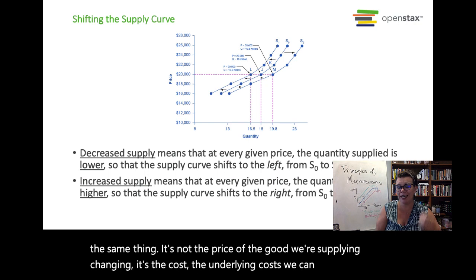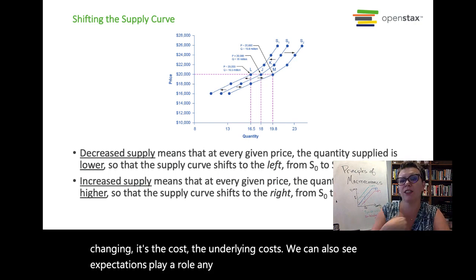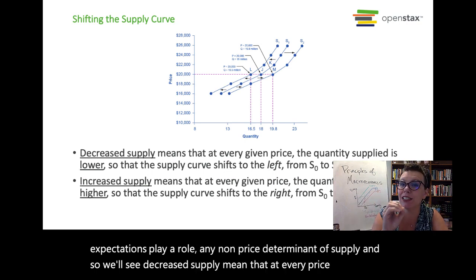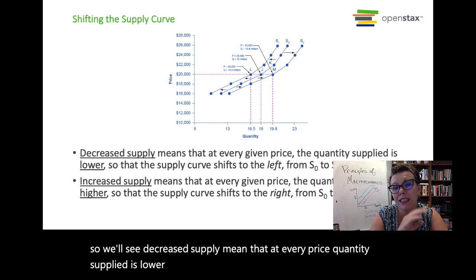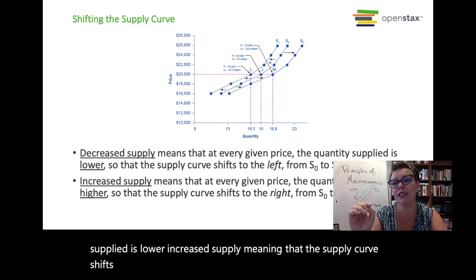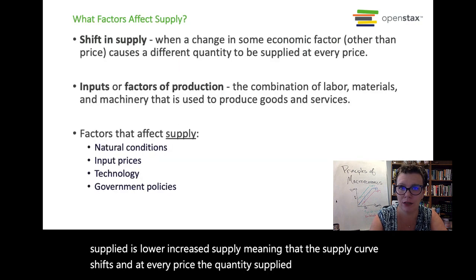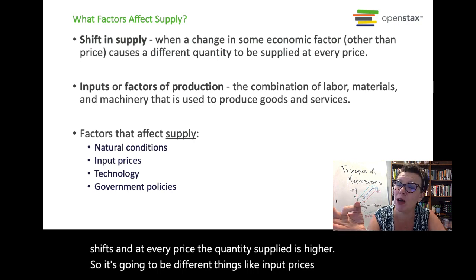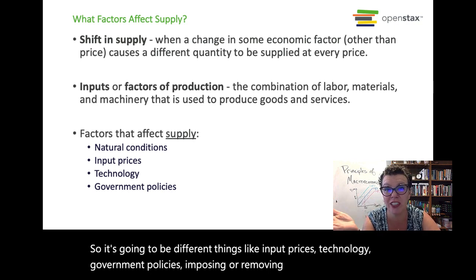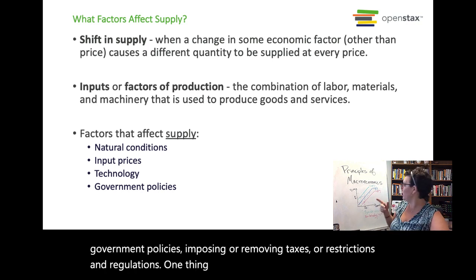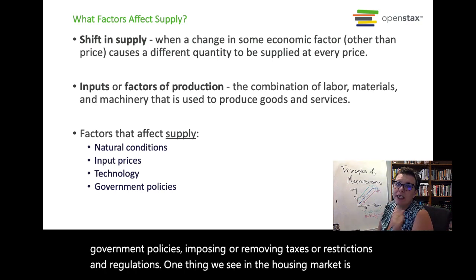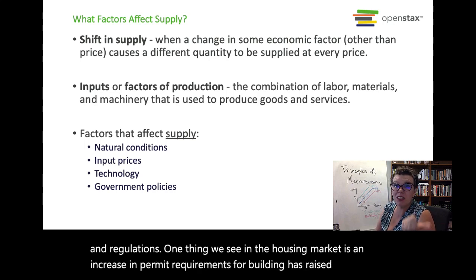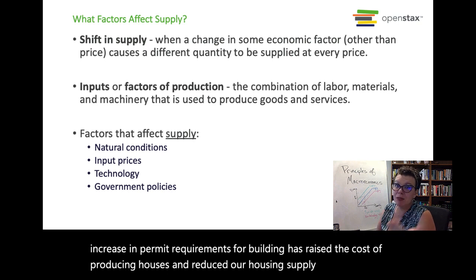We can also see expectations play a role, any non-price determinant of supply. And so we'll see decreased supply mean that at every price quantity supplied is lower, increased supply mean that the supply curve shifts and at every price the quantity supplied is higher. So it's going to be different things like input prices, technology, government policies, imposing or removing taxes or restrictions and regulations. One thing we see in the housing market is an increase in permit requirements for building has raised the cost of producing houses and reduced our housing supply, shifting the supply curve.